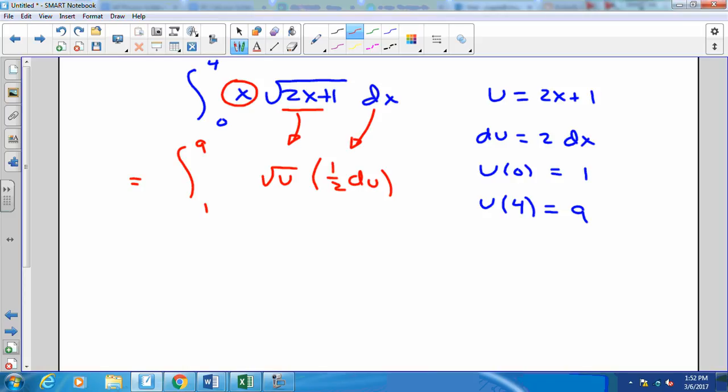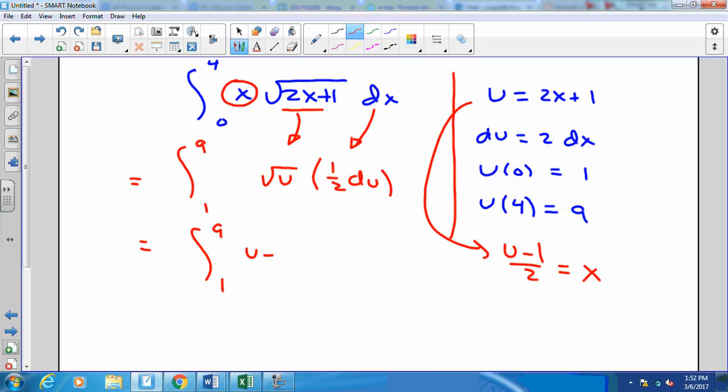That means I need to replace x, and that means I need to know what x is. Do we have any clues as to what x is? Aha! That's exactly right. A little bit of algebra gives it to me. X is (u minus 1) over 2. And so I can now substitute here. Like that.